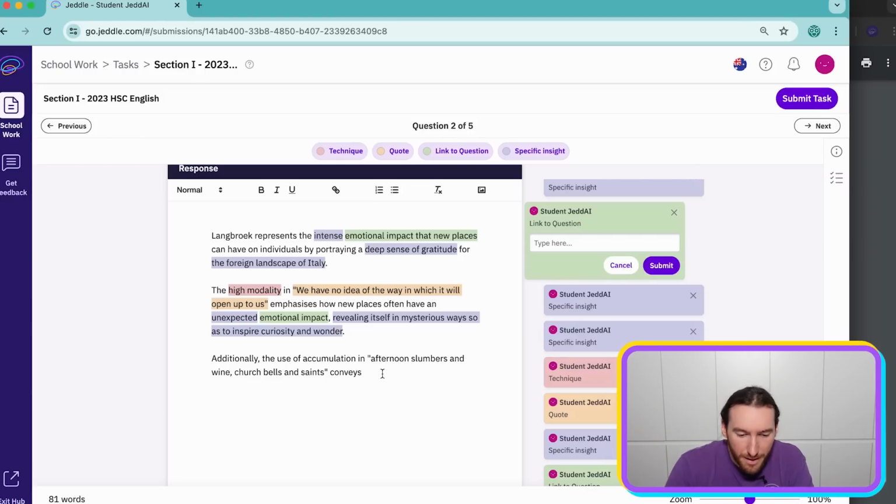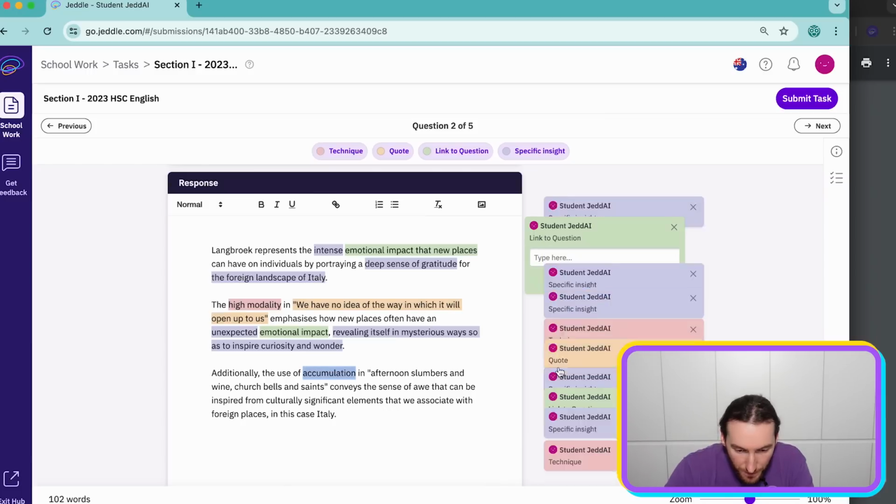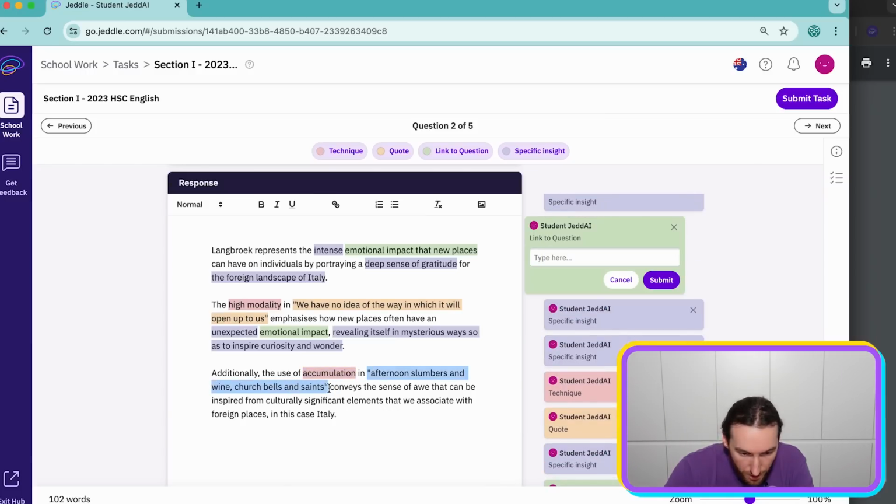Use of accumulation conveys the sense of awe that can be inspired from culturally significant elements that we associate with foreign places, in this case, Italy. Okay? So something like that. That would do the job because it's got the technique in there, as you can see. It's got the technique. It's got the quote. It's got the sense of awe.